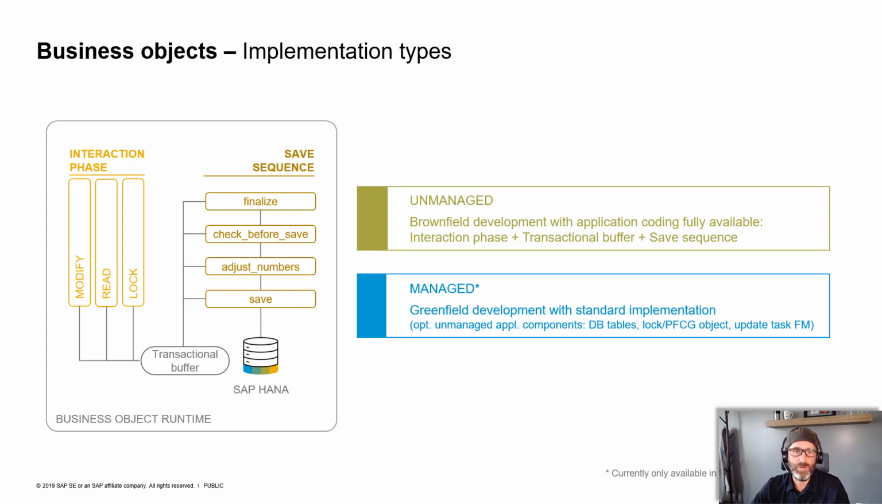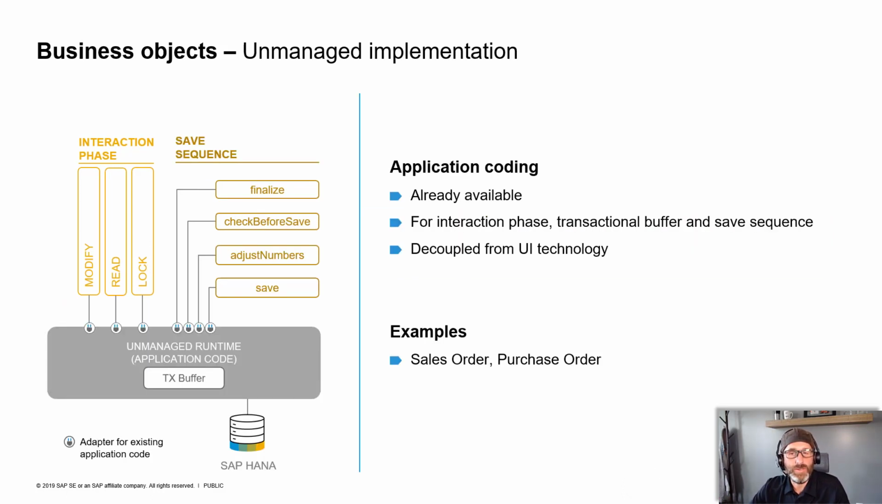In the managed scenario, or for greenfield development, the basic create, update, and delete operations and locking and things like that are all handled for you by the framework. So you don't have to do any additional coding to get those types of operations out of the box. Now, if you have custom actions or validations that you want to do, those types of things would need to be coded for by the developer. So a closer look at the unmanaged, we have our existing code that we want to leverage. The developer is responsible for the actual runtime and transaction buffer.